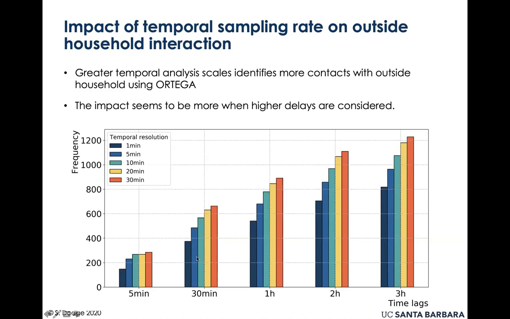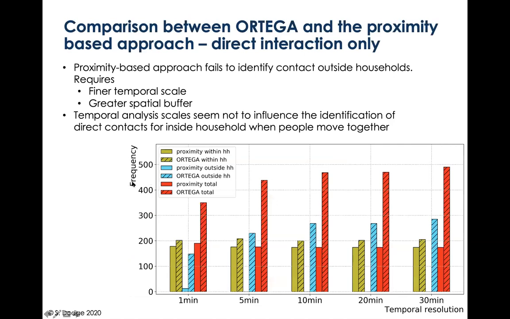And also we can see that the impact seems to get higher when you increase the delay as well as increasing the temporal window. So here we are looking at the comparison between Ortega results and the proximity-based approach. The green shows proximity or Ortega within household. Blues show outside household contacts, and then the red is basically the total amount.